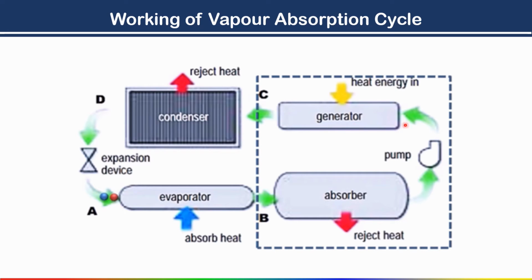Then the next is the generator. The generator acts like the discharge of the compressor. It delivers the refrigerant vapor to the rest of the system. The vapor refrigerant leaving the generator enters the condenser, where the heat is transferred to water at a lower temperature, causing the refrigerant vapor to condense into a liquid. The expansion device creates a pressure drop that reduces the pressure of the refrigerant to that of the evaporator. The resulting mixture of liquid and vapor refrigerant travels to the evaporator to repeat the cycle. So this is the complete working of the vapor absorption refrigeration cycle.